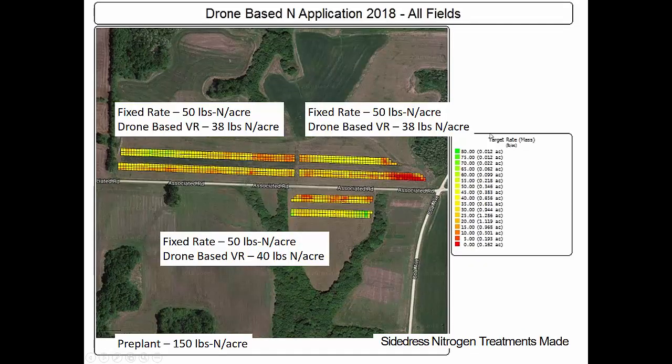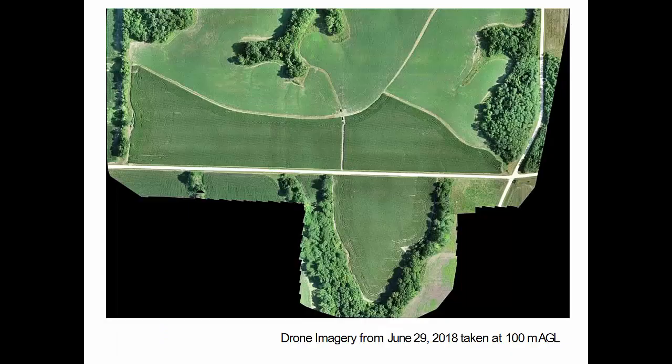Well, we varied the rate across in some strips, and then compared those to a flat rate of 50 pounds. So you can see in this case, we were decreasing the rates by about 12 pounds per acre of N, and on the bottom field about 10. So in the end, could we capture any economic value by doing that? So we take another image. This was on the 29th.